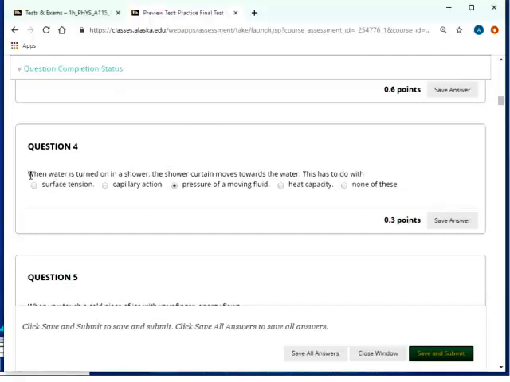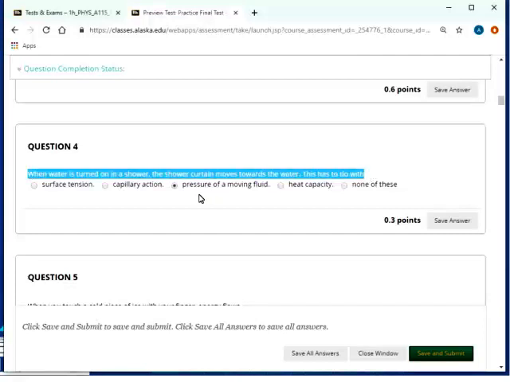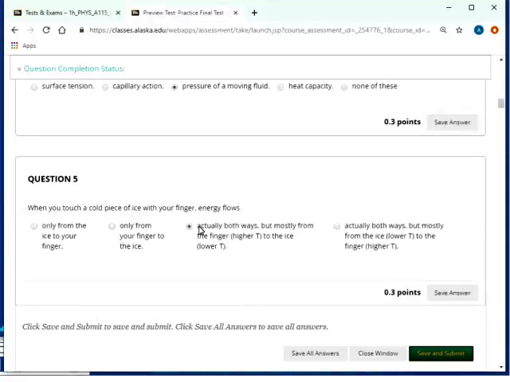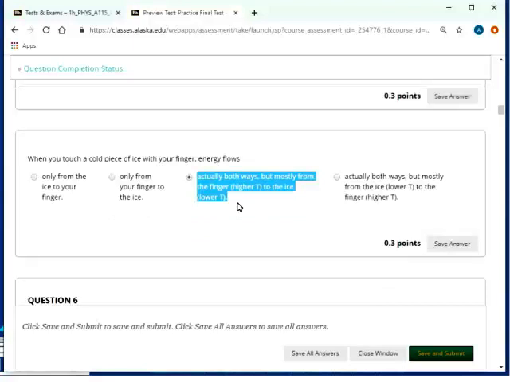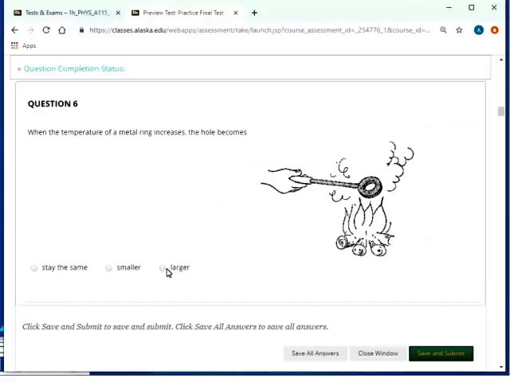When water is turned on in a shower, the shower curtain moves towards the water. This has to do with the pressure of a moving fluid. When you touch a cold piece of ice, energy flows both ways, mostly from the finger to the ice, higher T to lower T, but it does flow from the ice to the finger as well, just not as much. When the temperature of a metal ring increases, the hole becomes larger. There you go. And there are a couple of neat next-time questions that you can look at, where the author of the book is trying to explain that. And you have seen that in one of the experiments that I posted as a video.